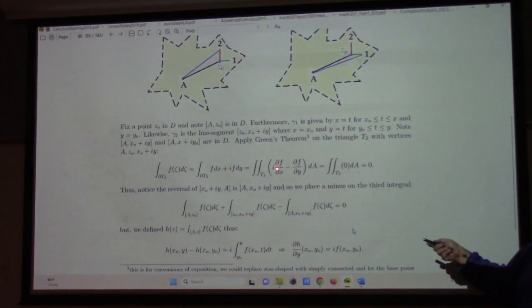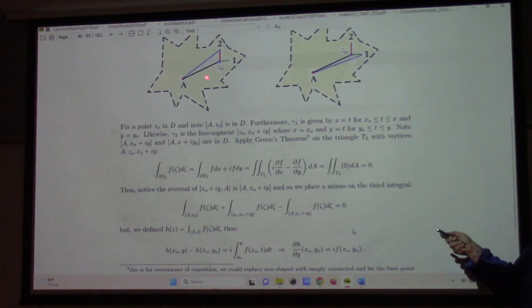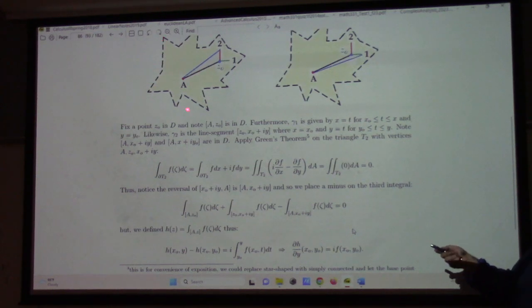The Cauchy-Riemann equations, right? That's 0. So that means that the integral around the triangle is 0, which means that the sum of the integrals along the legs of the triangle must be 0. But these are special things.